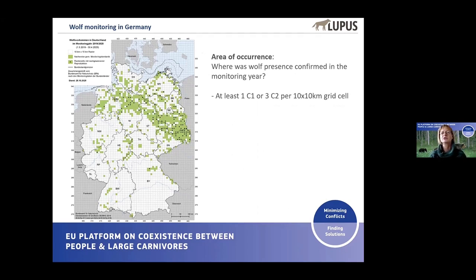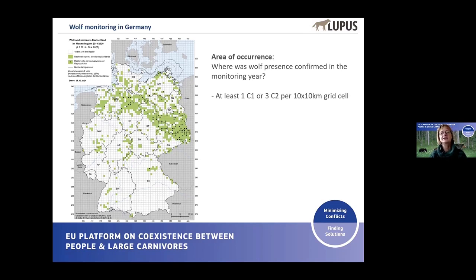And once a year, we have this area of occurrence map all over Germany. So each green square, 10 by 10 kilometer square, has at least one C1, so one hard fact, like a camera trap picture or a wolf found dead. And the black dots represent areas where reproduction was confirmed. It is to show the difference from areas where wolves are just dispersing or roaming through.